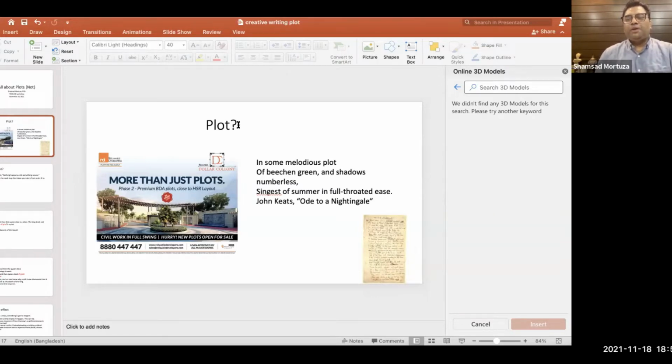So the plotting could be a conspiracy also. If you take it as an irony, this idea that the bird has this melodious plot.